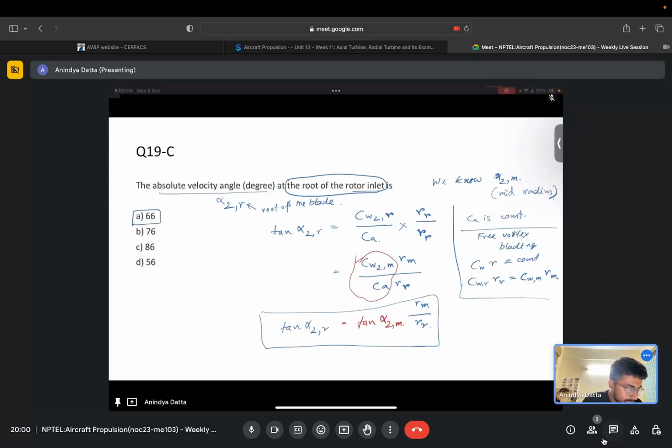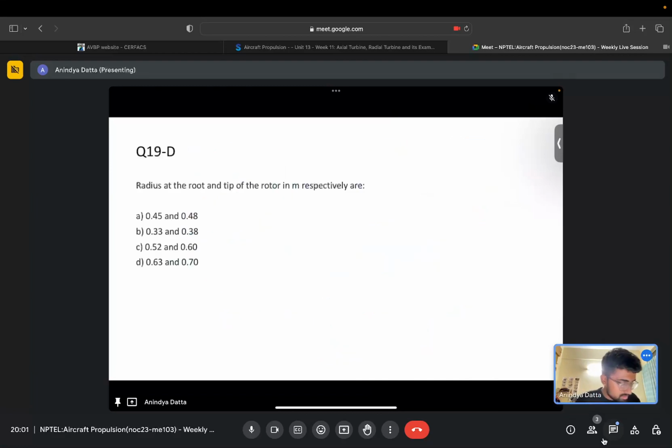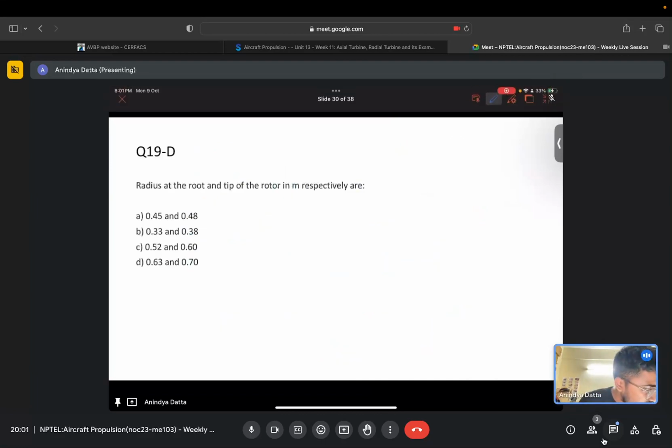Is this clear? Here we are using the fact that it is a free vortex blading, and then we are just doing some algebraic manipulation to finally obtain that. Okay, all right. So this is done.